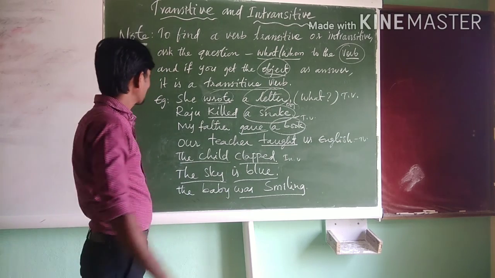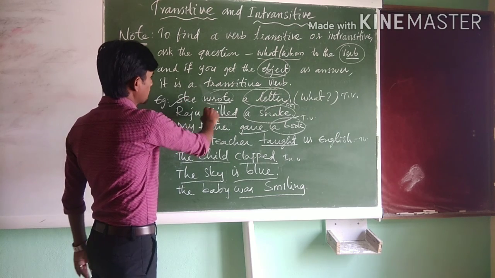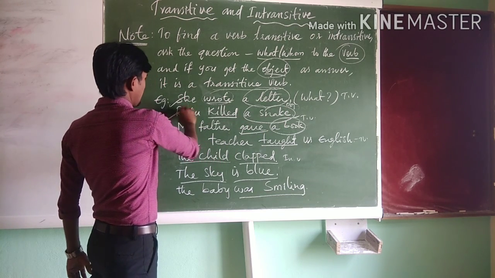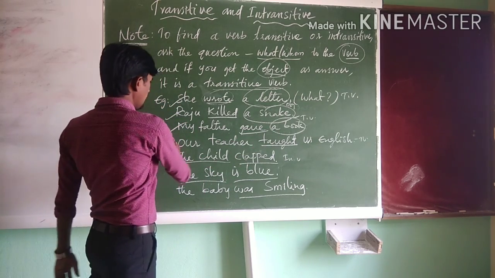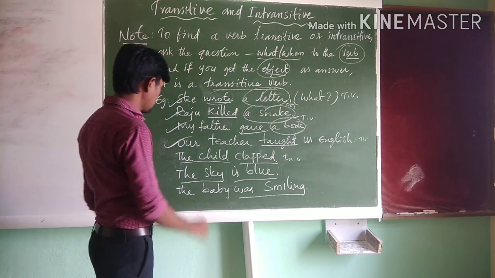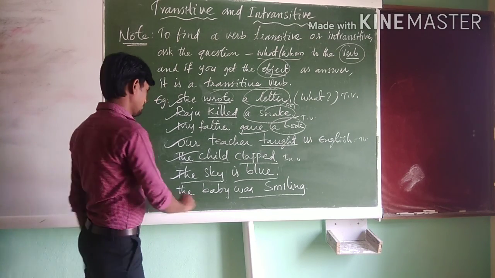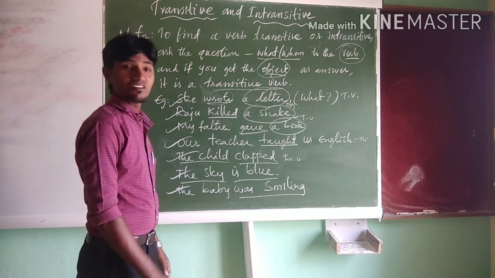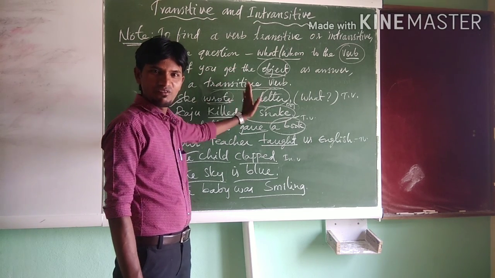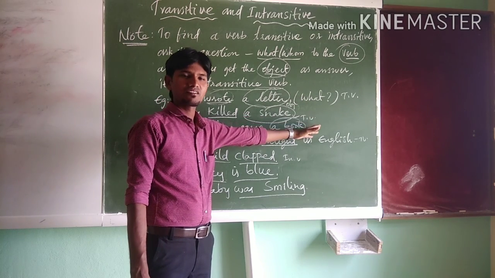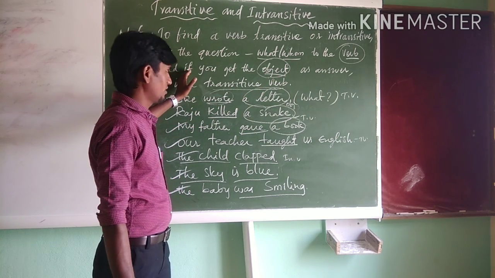So, my dear students, if you observe the examples: She wrote a letter. Raju killed a snake. My father gave a book. Our teacher taught us English. The child clapped. The sky is blue. The baby was laughing. First, you should be able to find out what is the subject, what is the verb, what is the object. Then you can ask the question, what or whom, to the verb.